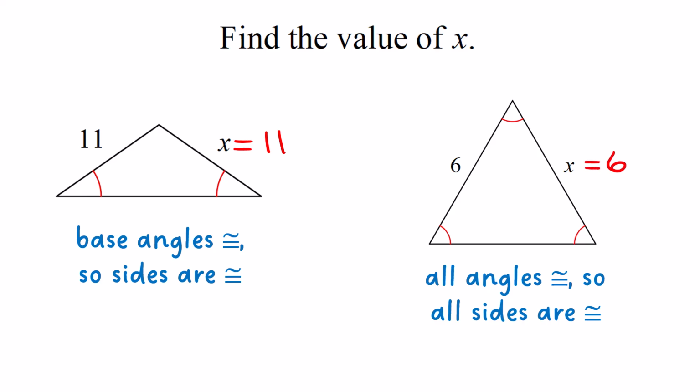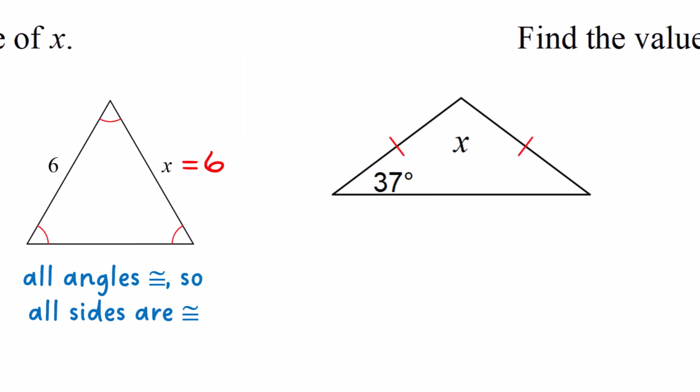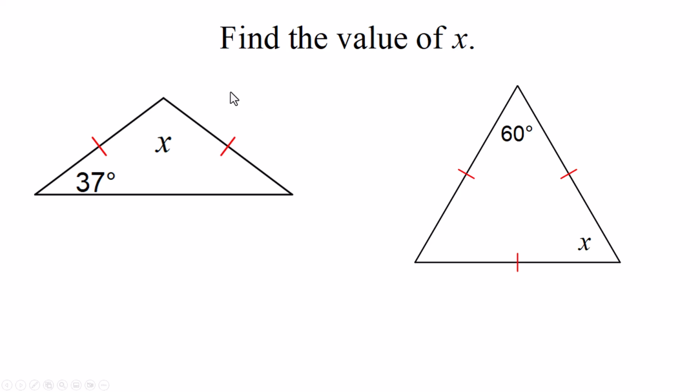That is just to check to make sure you're on the same page as me. That is not the kind of problem you're going to see in a high school geometry class. Find the value of x. All right, we've got an isosceles triangle on this one. This base angle here is 37. We know that the two angles are congruent, so that means this guy is 37 too.